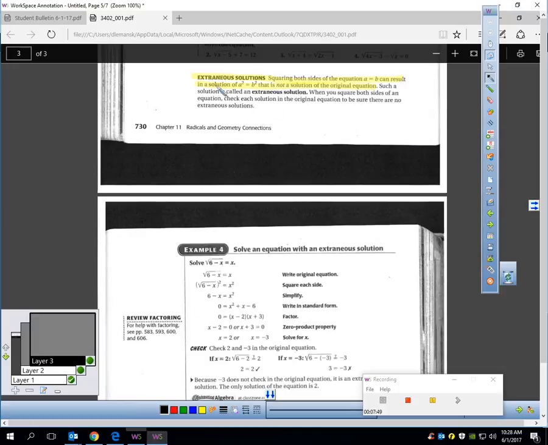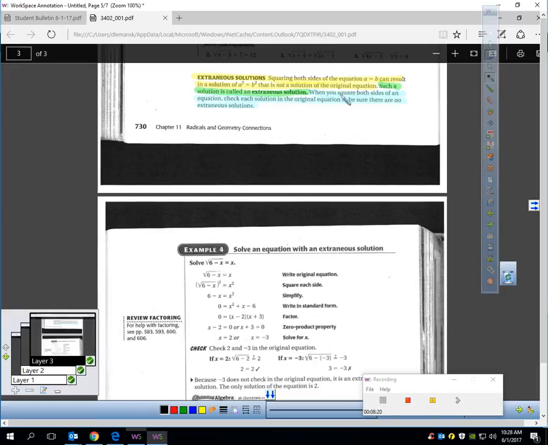Now, extraneous solutions. When you square both sides of an equation, you can get results that are not solutions of the original equation. Okay, so in other words, you could be doing your work right, but when you square both sides of an equation, the result might not be a solution. Okay, when that happens, it's called an extraneous solution.